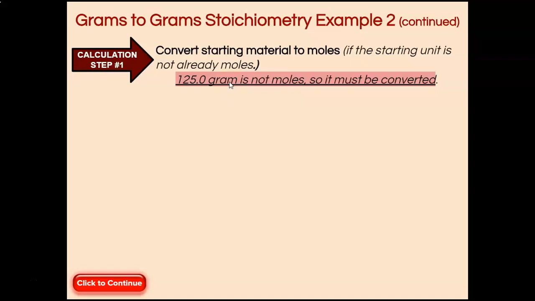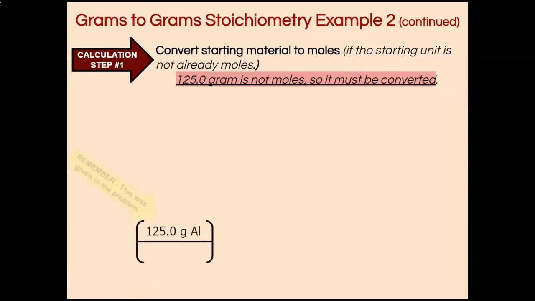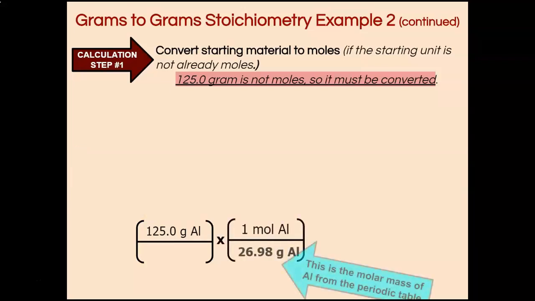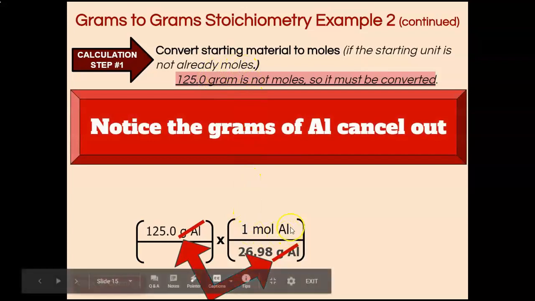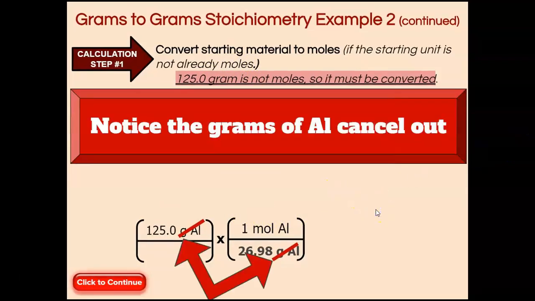To do that, we're going to use the molar mass of aluminum from the periodic table. So I begin with 125 grams, and I'm going to use the molar mass of aluminum, which is 26.98, to cancel out the grams of aluminum. What I'm canceling goes on bottom, what I'm wanting goes on top, and that is the moles of aluminum. That's what I wanted. So we have canceled our grams of aluminum.